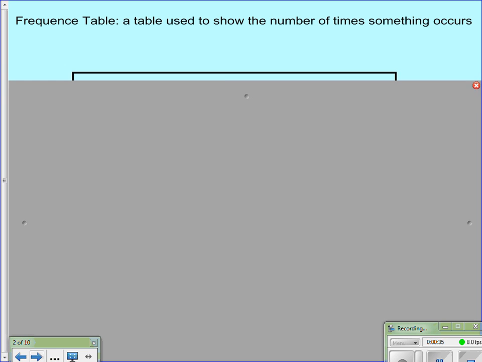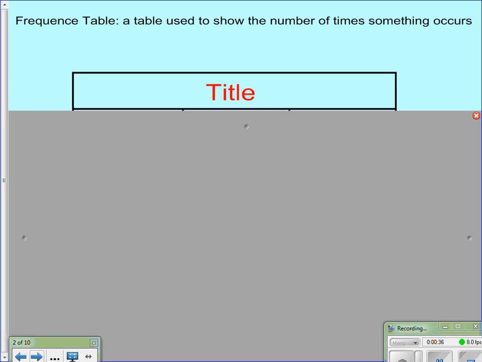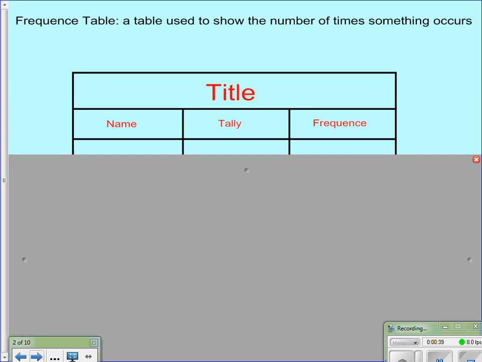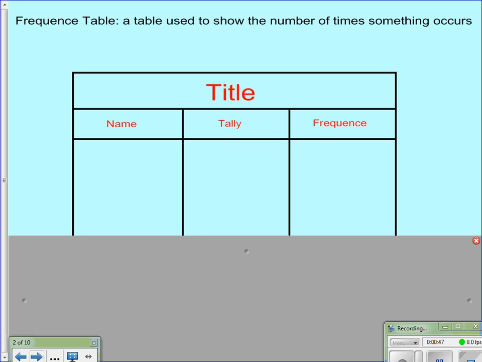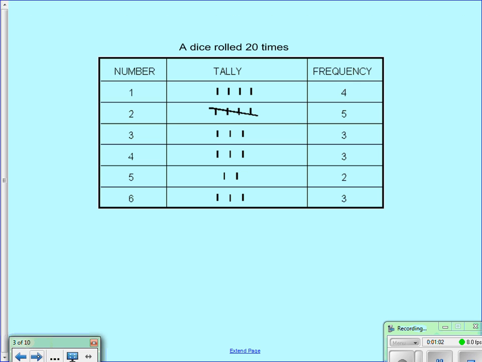The parts of the table here are, we have our title on the top part of the table. We're going to then put the name of what's happening, and little tally marks. When I say tally marks, we're talking about little marks here. When we get to 4, we put our next marker across. And the frequency, we're going to actually total up those tallies. Next slide, we'll see an example of a frequency table and talk about it.